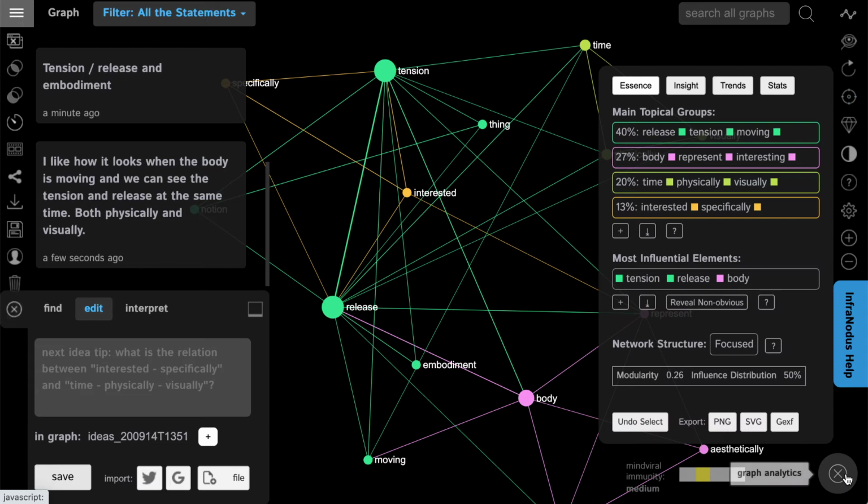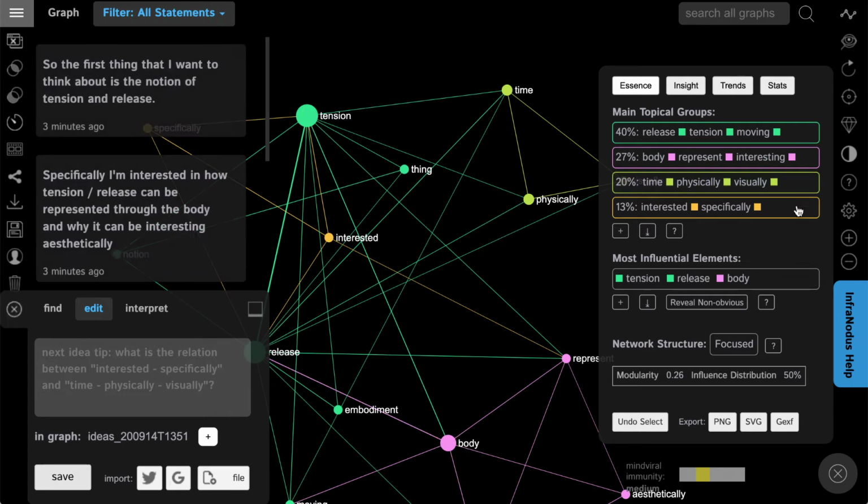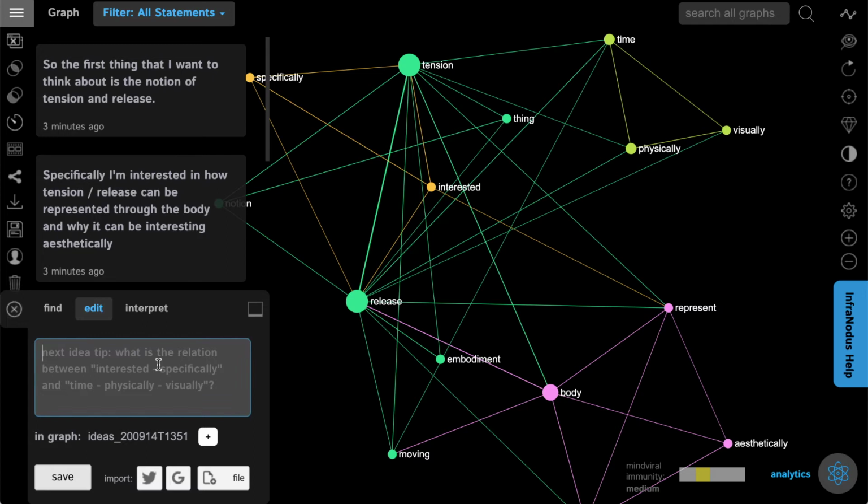What's also nice is that the analytics panel here shows the main topics which are forming based on the co-occurrence of those words, using a special algorithm that Nodus uses to understand what are the main topical clusters in your discourse, which is great because it gives you a nice overview of what you're thinking about. And then there are a lot more features I will show later. So now we can close it and just continue writing. Let's say that the notion of tension and release is related to the idea of a flow.